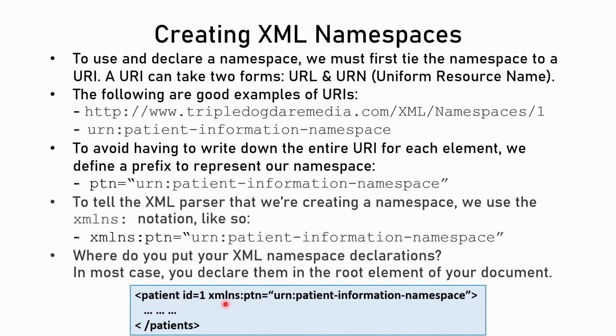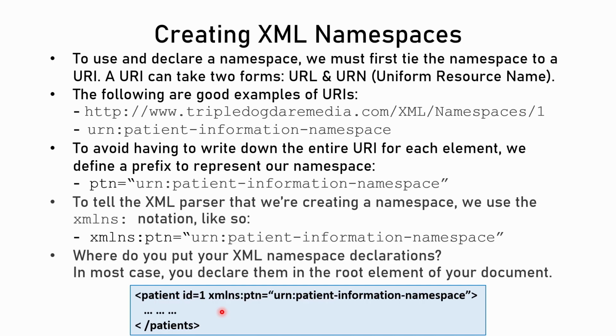Following that, we have used the XML notation as an attribute, and this attribute is holding the value of the namespace that we are creating. So doing this lets our parser know that we have created a prefix called PTN, and this PTN is essentially referencing the namespace URN patient information namespace. So inside our patient root element, however many elements that we define, if we simply prepend the word PTN before them, they can be uniquely identified from each other.